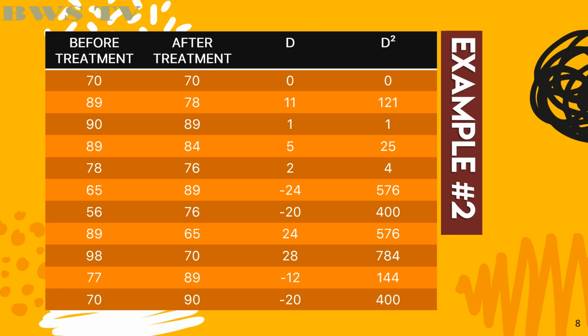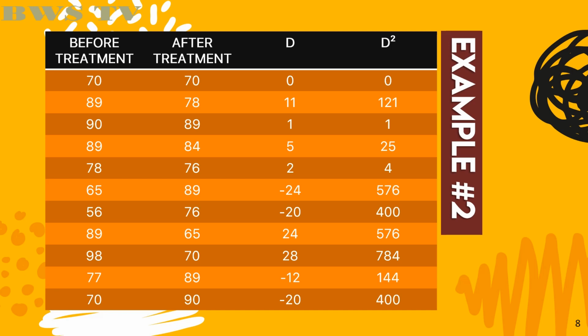68 minus 89 equals negative 24. 56 minus 76 equals negative 20. 89 minus 65 equals 24. 98 minus 70 equals 28. 77 minus 89 equals negative 12. 70 minus 90 equals negative 20. So we just subtracted both of them.